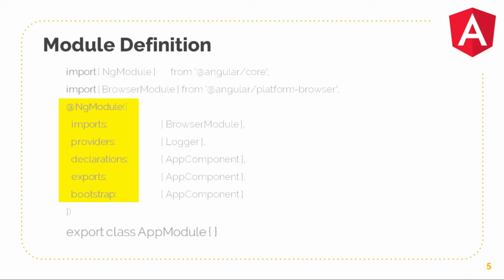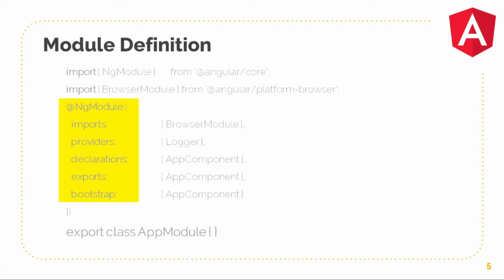Now you might be wondering why the app component is declared twice in this module. First, we have declared it in the declarations as well, then we have declared it again in the bootstrap. Well, there is a reason for that.